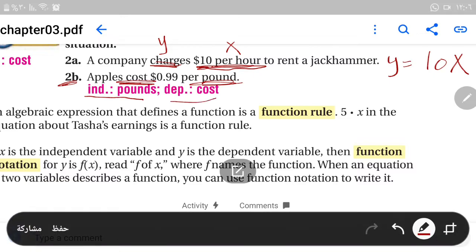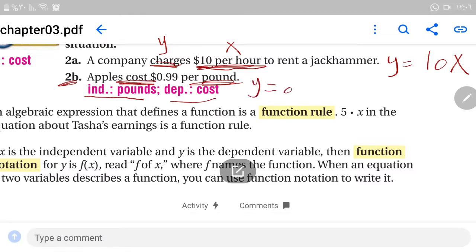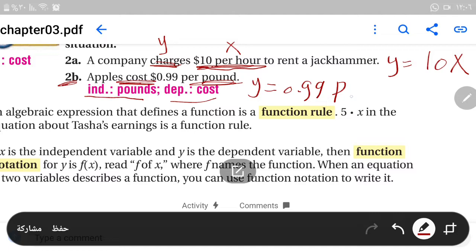And I can make an equation for that. I can say that y equals 0.99p. P is the number of pounds. If you have 1 pound, 1 multiplied by 0.99 equals 0.99. If you bought 2 pounds, the total cost will be 2 multiplied by 0.99. If you bought 3 pounds, the total cost will be 0.99 multiplied by 3.